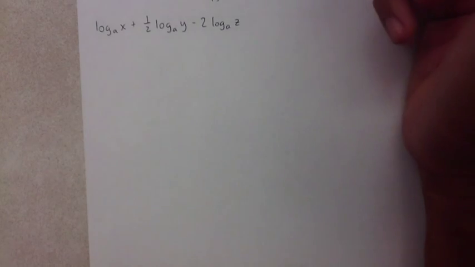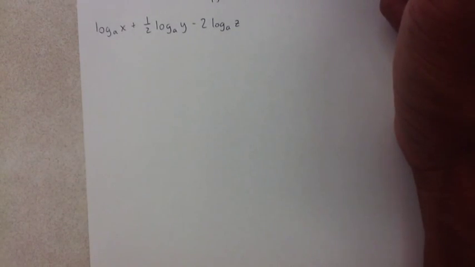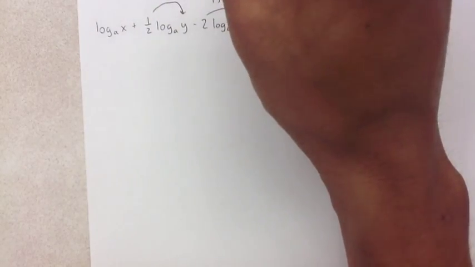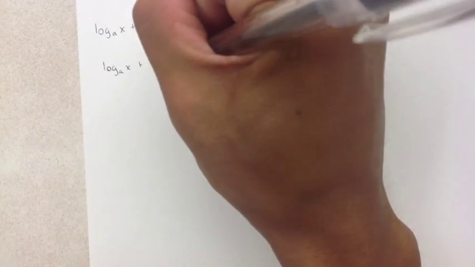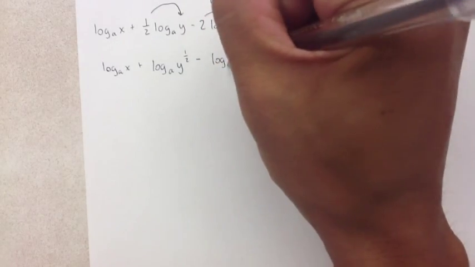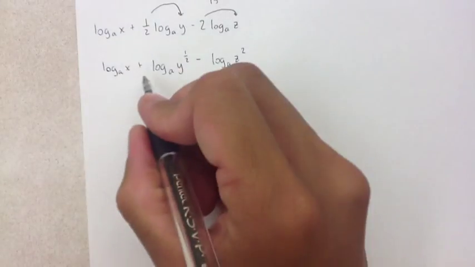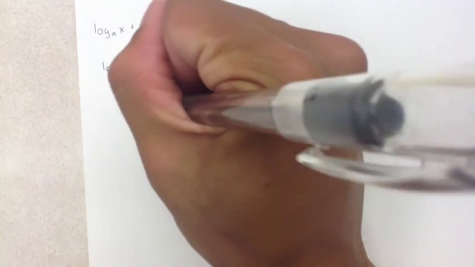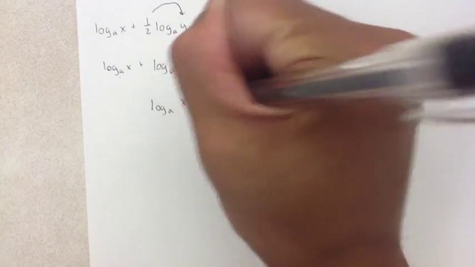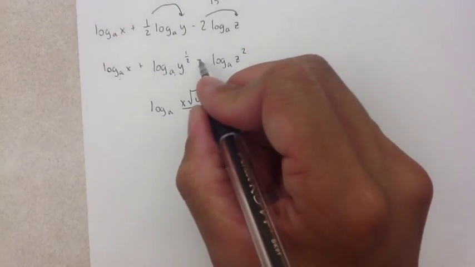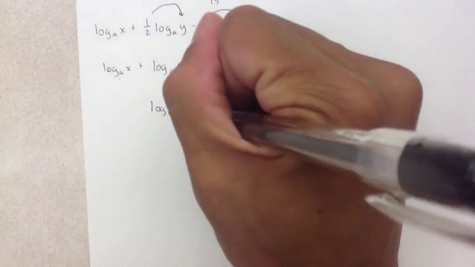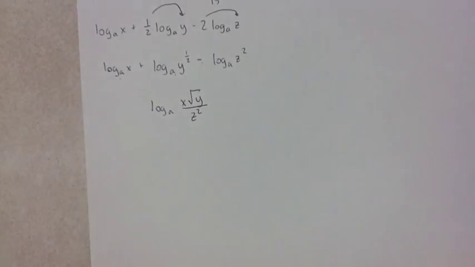My next goal is to write all of this into a single term. First thing I want to do is change all coefficients into powers for logs. So this will be log base a of x plus log base a of y to the 1/2 minus log base a of z squared. If I'm adding again, same base means I can multiply them. So this is x, and since y to the 1/2 is the same thing as square root of y, I'm just going to write that. And minus means I'm going to put it at the bottom, so z squared is going to end up at the bottom. So that's all there is to that problem.